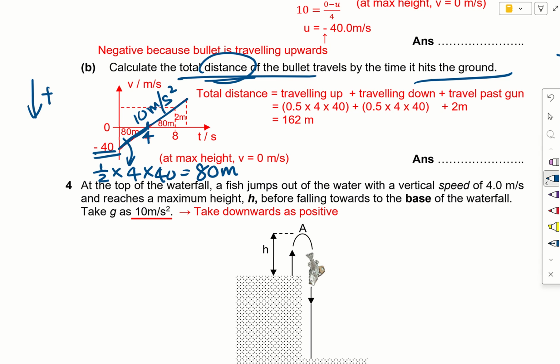So there will be an additional 2 meters to it, and before that it will reach the hand or the gun that fires it, right? After another 4 seconds, because gravitational acceleration is the same. So you have to add on the 2 meters. So 80 plus 80 plus 2 meters.